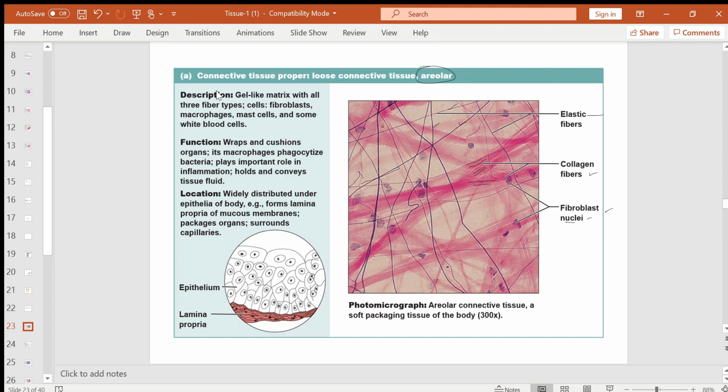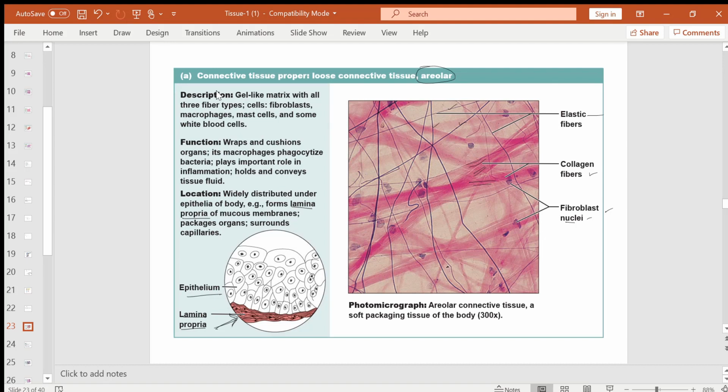Where you will find this type of connective tissue, you remember when we talked about the epithelial tissue, I said that epithelial tissue is supported by the underlying connective tissue, the basement membrane. So this is actually formed by areolar type of connective tissue. Okay, that basement membrane is also called lamina propria. Same thing. Okay, so this is lamina propria or basement membrane that supports the epithelial tissue.